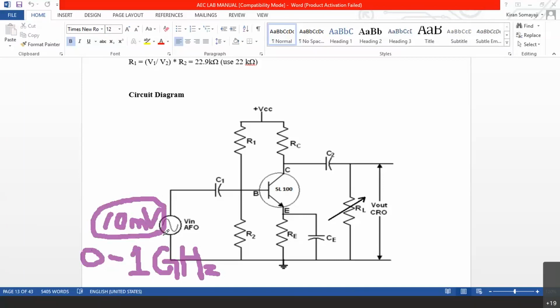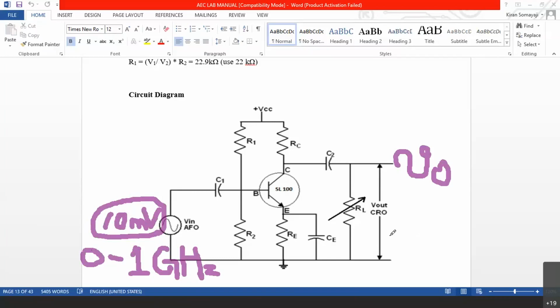You should never touch this. Once you set the input voltage to 10 millivolts, you should never touch this. Later on, keep on increasing the frequency. For each frequency, measure the output in the CRO. You will have to measure the V0. You will have to see the output waveform in the CRO, and measure the peak-to-peak value of the output.